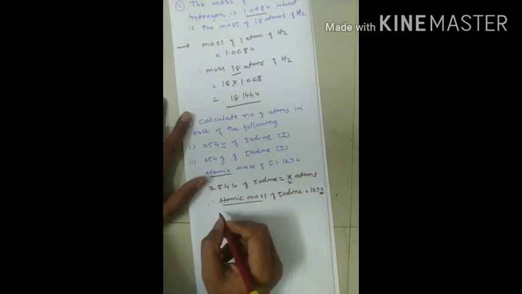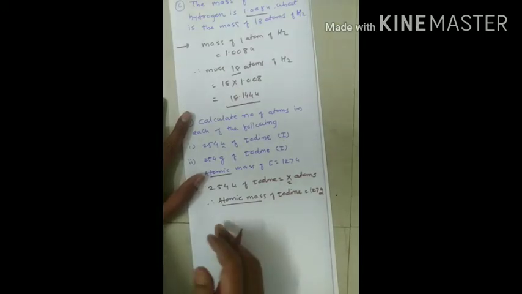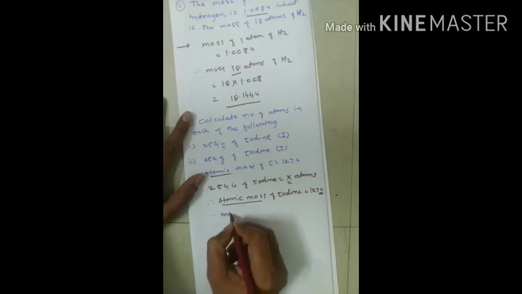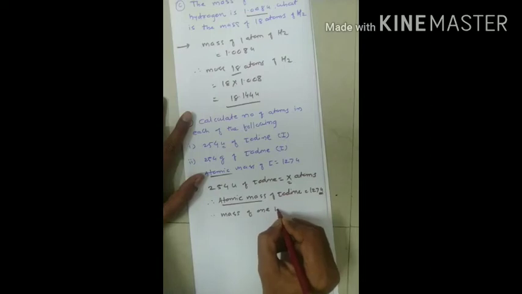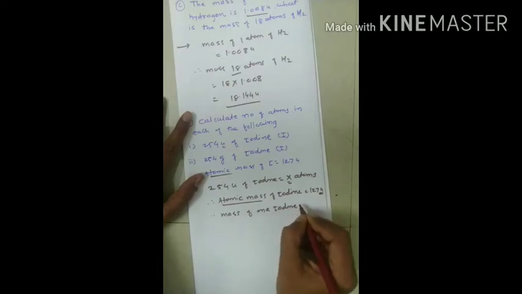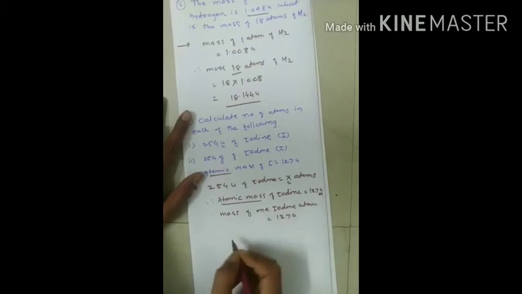Yes, atomic mass means what? It is nothing but the mass of one atom, an iodine atom. Therefore, atomic mass means the mass of one iodine atom, which is 127 U.